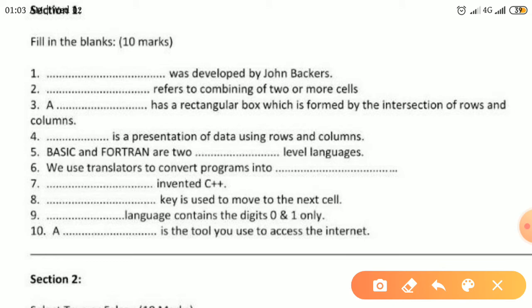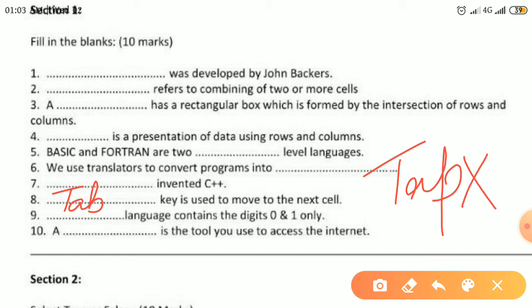Now, see the eighth one. Dash key is used to move to the next cell. Now the answer is tab. T-A-B. I don't know why you have written TAP. Either you are cheating from your companion's copy, I don't know what you have done. But tab is not a correct answer. Tab key is a correct answer.